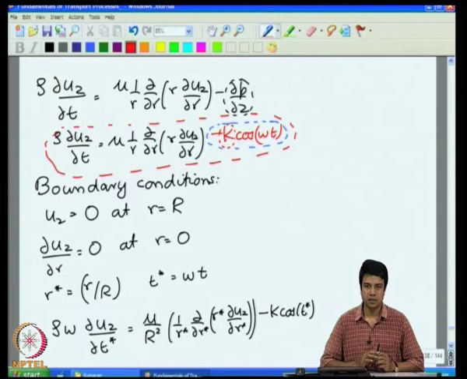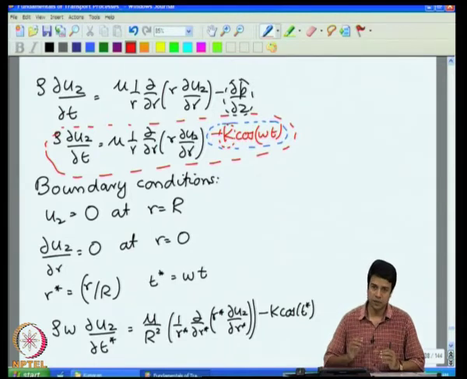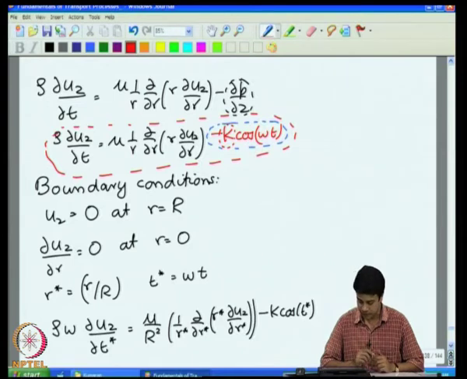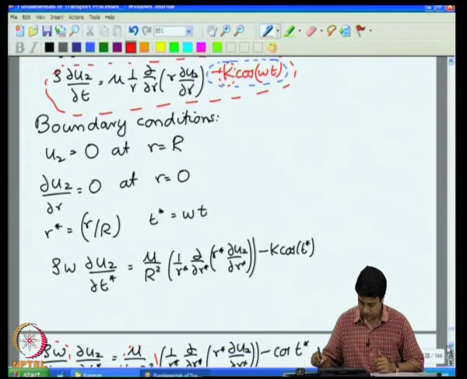Because the velocity gradient cannot be discontinuous at the center, the derivative of velocity with respect to radius has to be equal to 0. Only then will the value of the derivative be the same when you approach it from different directions. And we had used a scaling t star is equal to omega t and r star is equal to r by capital R. And then we had scaled the equation.